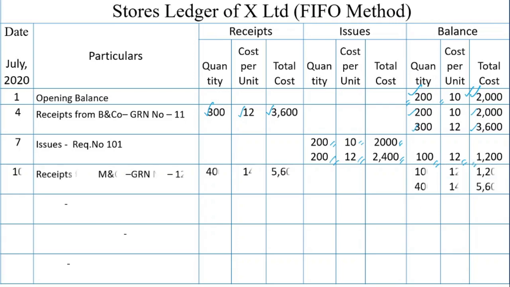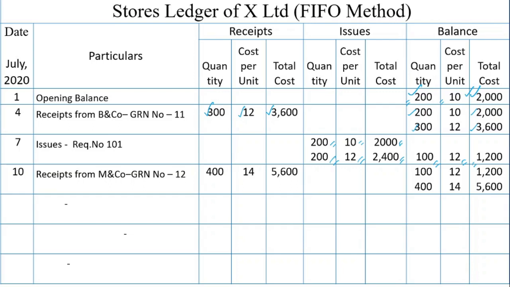On 10th, receipts from M and Company, general receipt number is 12. This 400 units received with 14 rupees, that becomes 5600 rupees.